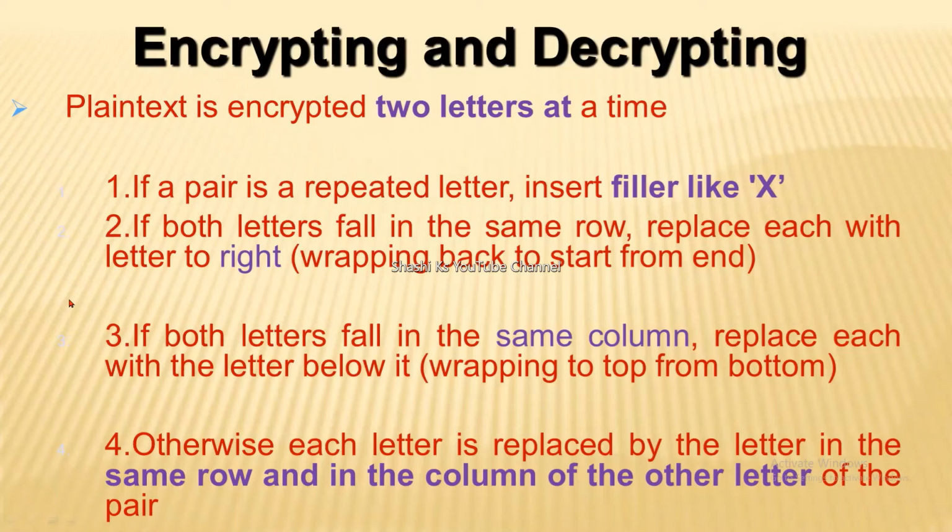Otherwise, if the two letters which you want to encrypt appear randomly in some row and in some column, then each letter is replaced by the letter in the same row and in the column of the other letter. Okay, same row and in the column in which the other letter is present. This is how encryption happens in Playfair cipher.